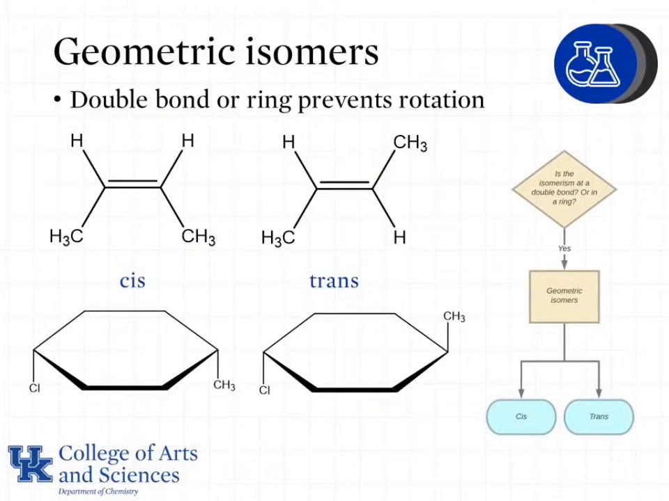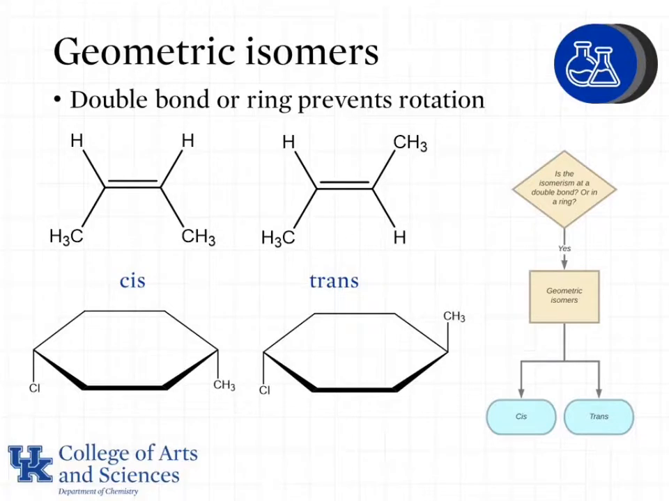Let's start with geometric isomers. For geometric isomers, there must be a double bond or a ring for the opportunity to have a geometric isomer. As we'll see in some examples in just a minute, the presence of a double bond or a ring does not guarantee that you have geometric isomers.